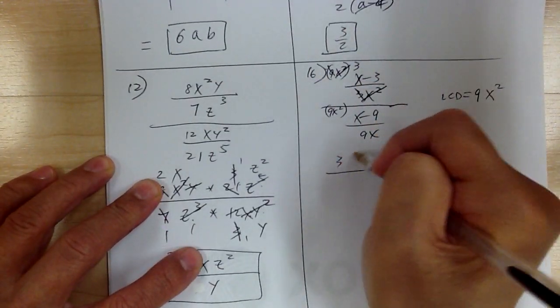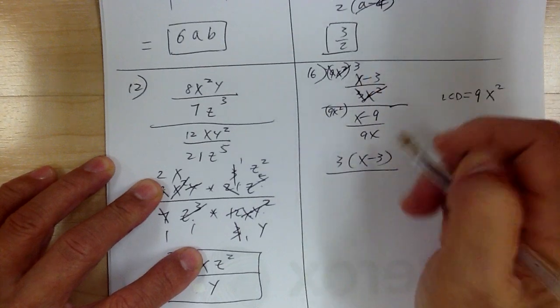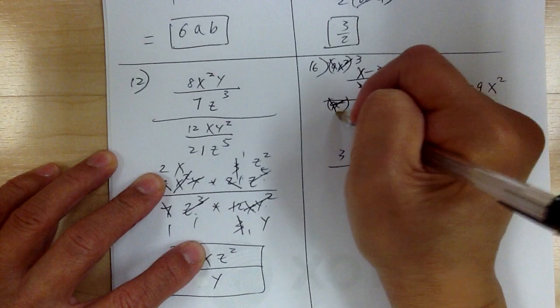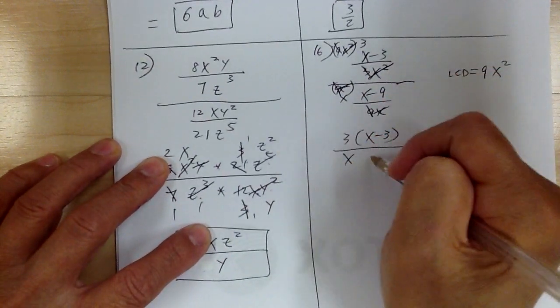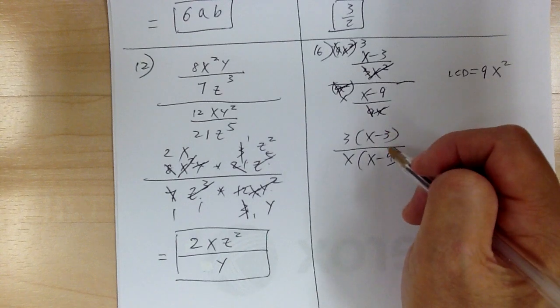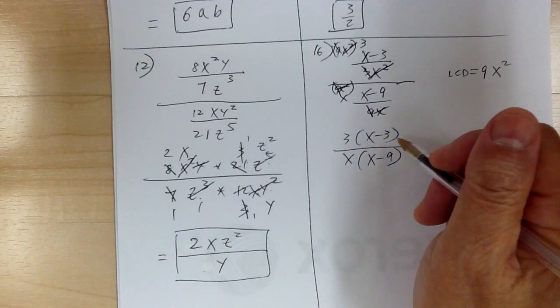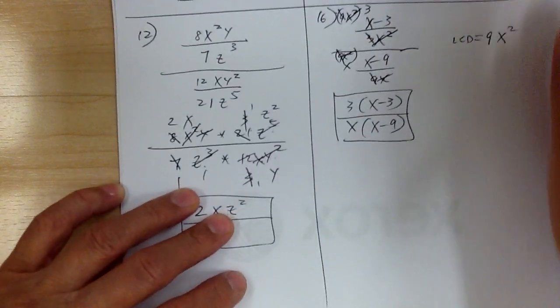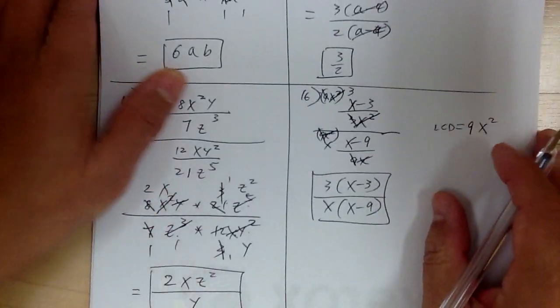So now you're going to get 3 times x minus 3 on the top. On the bottom, the 9 cancels out, the x and x squared cancel out, so you get x. So on the bottom, you're going to get x and x minus 9. Okay, and you check if you can do anything else, and there's nothing you can do. So just leave it in factored form. Okay, let's go to 18.